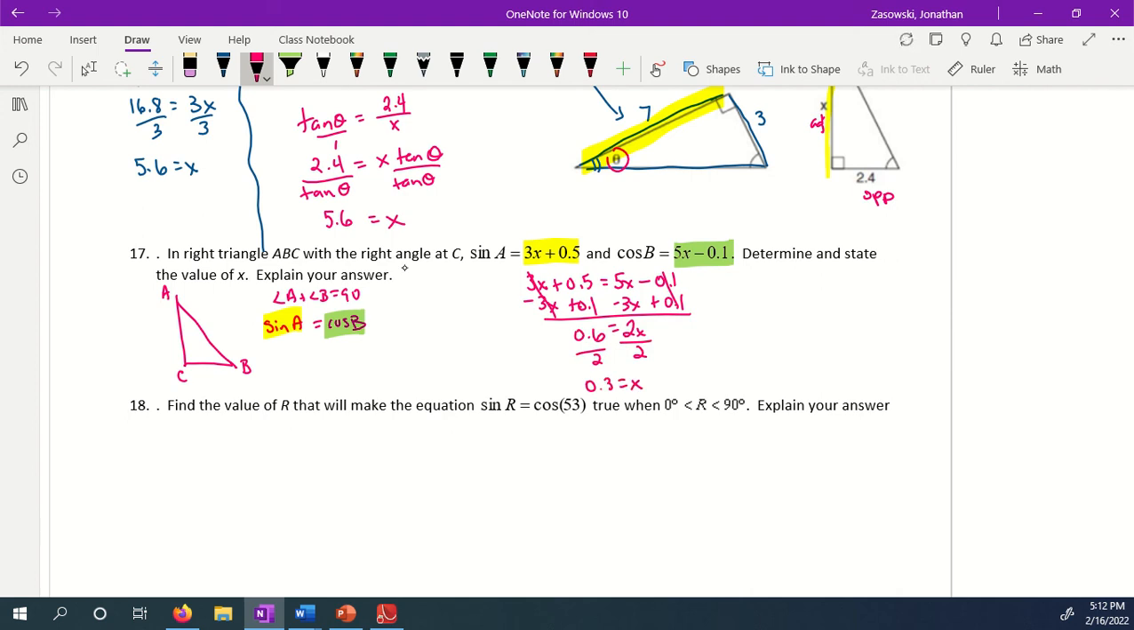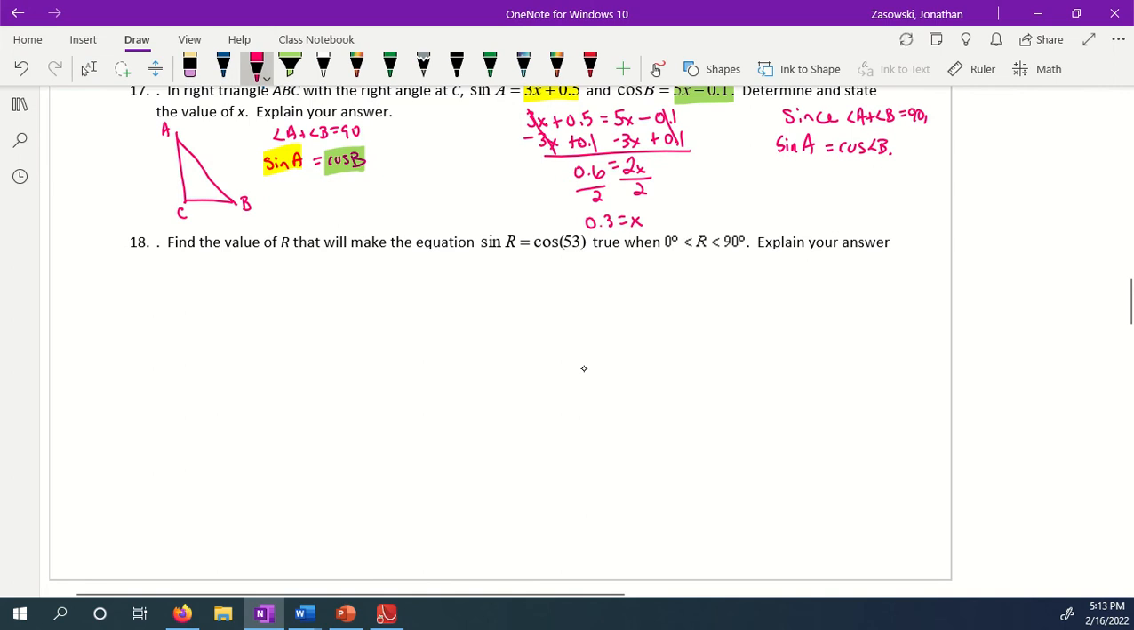And then this is our explanation. Since angle A plus angle B is equal to 90, the cosine of A, which is true, really we want to say the sine of A, because that's what we're given here, not cosine. So the sine of angle A is equal to the cosine of angle B. That's our explanation.